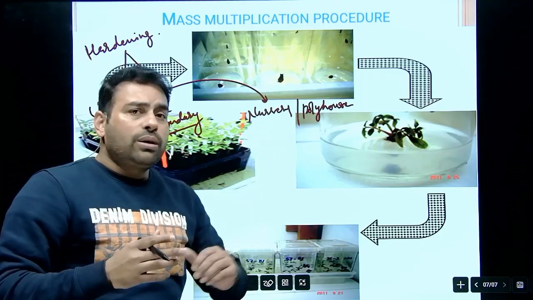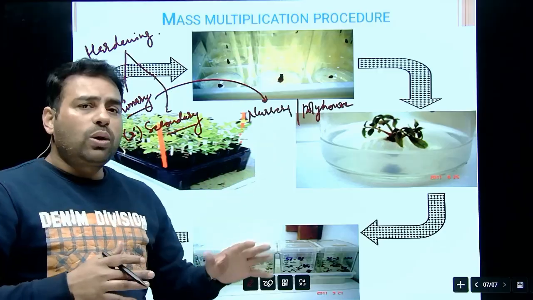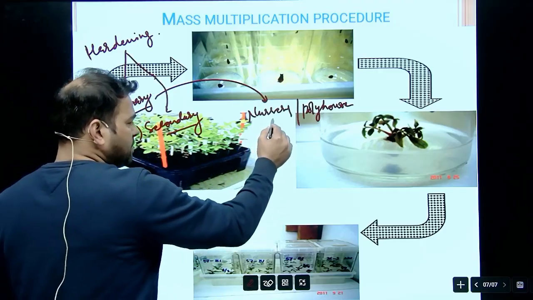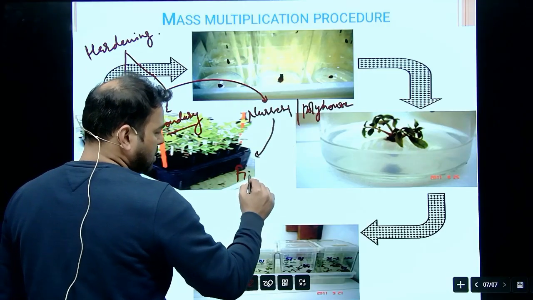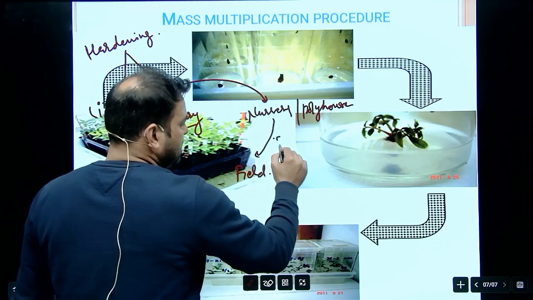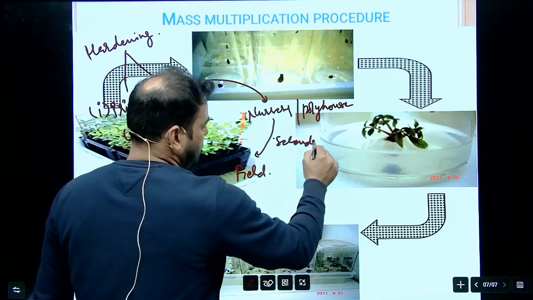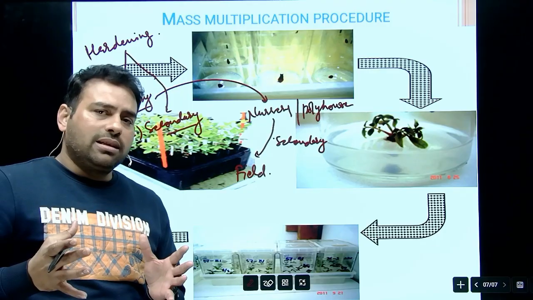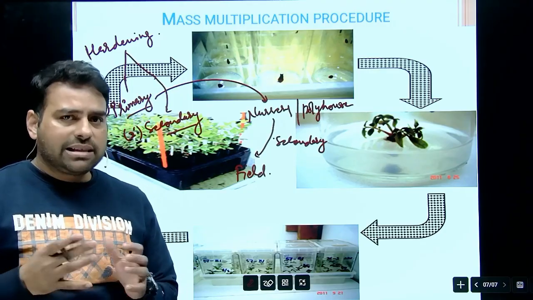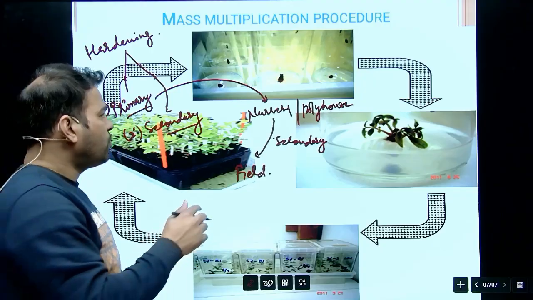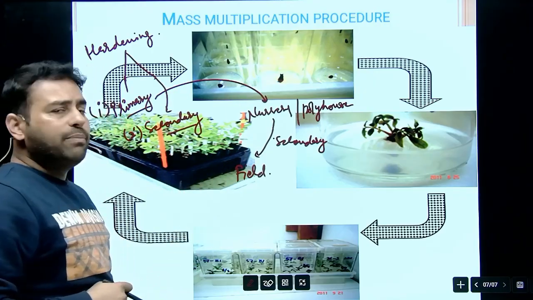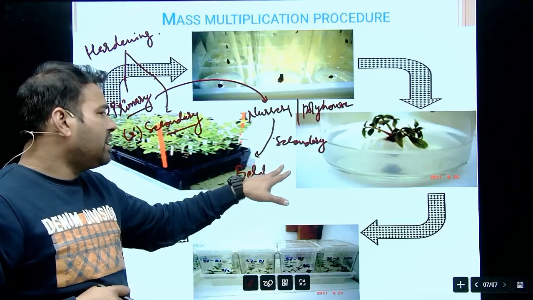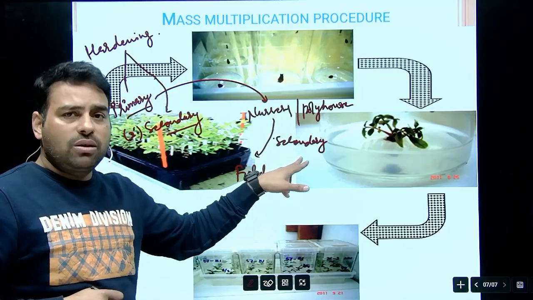Then we want our plant to adapt to the natural environment, so we will transfer this plant into the field. This is the secondary hardening. We have to make our plant adapt to natural conditions, high sunlight and lower humidity. Firstly we keep our plant in the nursery, and then we transfer it into the field. This is called secondary hardening.